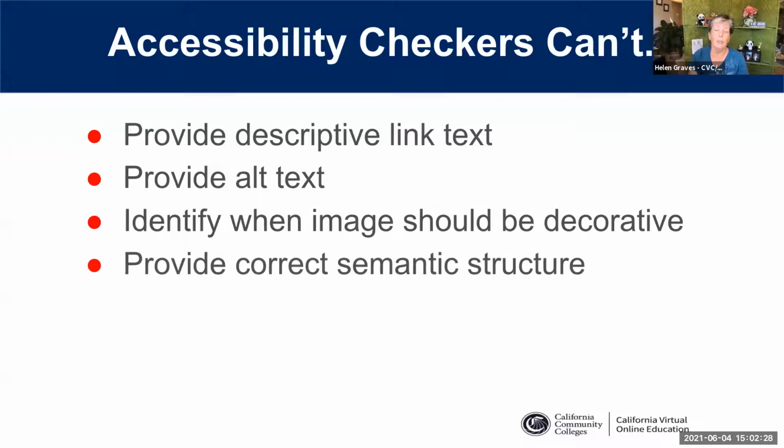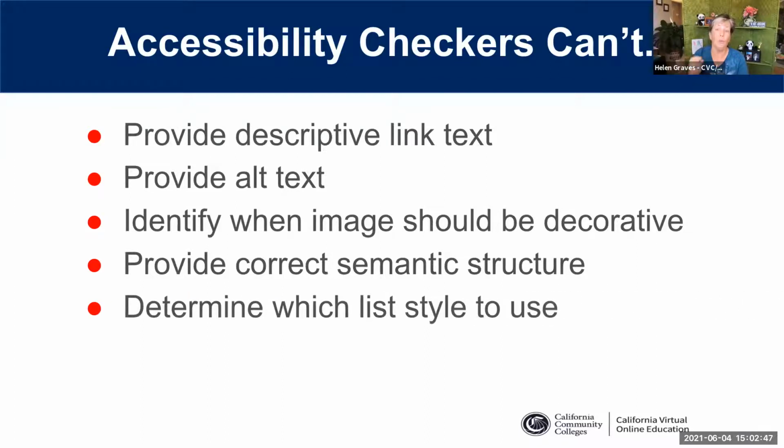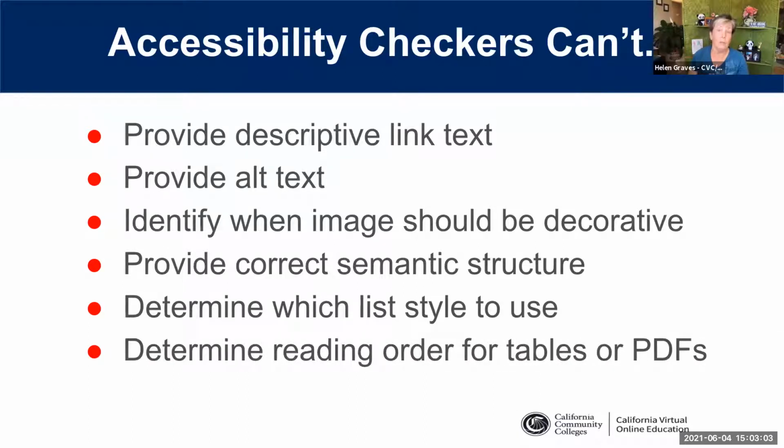Most tools are not going to be able to provide the correct semantic structure, meaning the headings on a given page. They can tell you if you skipped a heading or if you started with an H3 instead of an H2, but they can't tell you if you've omitted a heading altogether. They also can't tell you which list style should be used, whether it's an ordered list or just a bulleted list. Although some tools, and I'll show you one at least, can tell you when something looks like it should be a list. And they also can't check a document's reading order for tables or PDFs or things like that.